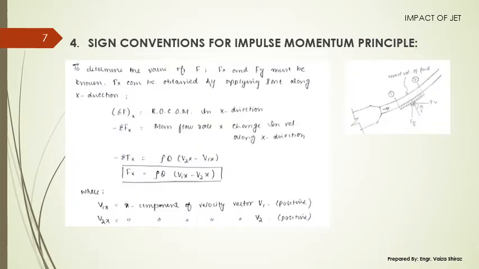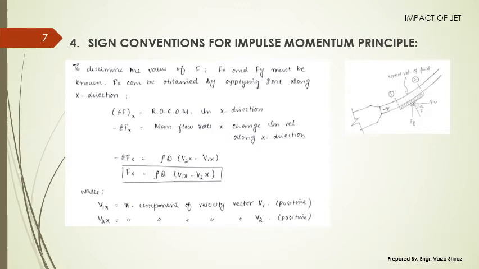So to determine Fx, you will apply the impulse momentum equation along the x direction. That is, summation of forces along x should be equals to rate of change of the momentum in the x direction. It is equals to minus Fx, because you are having only Fx and it is acting in the negative direction. It is equals to mass flow rate into change in the velocity along the x direction. It is rho q v2x minus v1x.